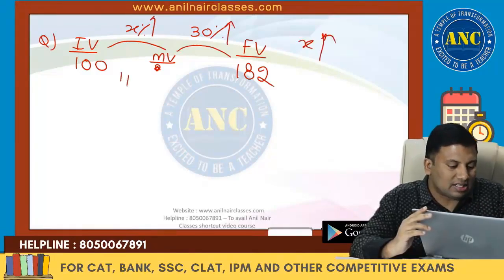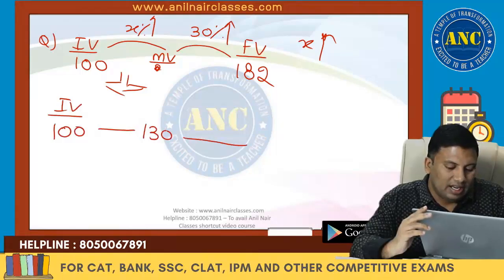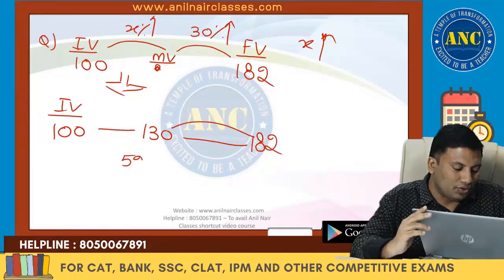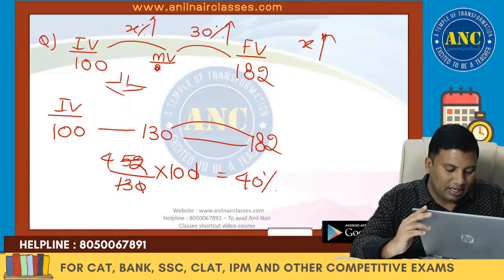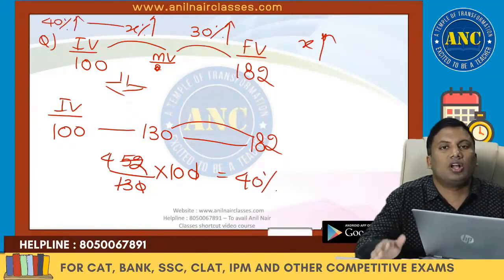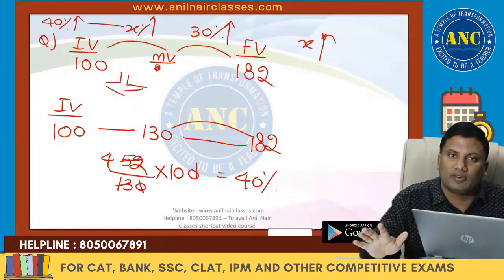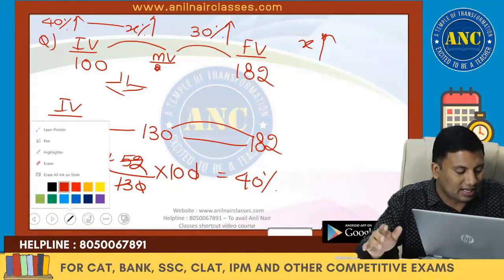Now see here. This can be changed to initial value 100. 30 percentage increase, 130. This is nothing but 182. How much is the change? 52. 52 out of 130, into 100. 0, 0 cancel. 13 fours are 52. The answer is 40%. So x is nothing but 40. You will be able to solve this question in less than 10 seconds. For more and more values also it will work. I hope the idea is clear.